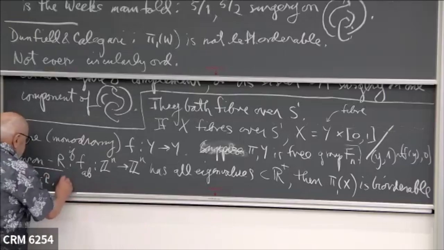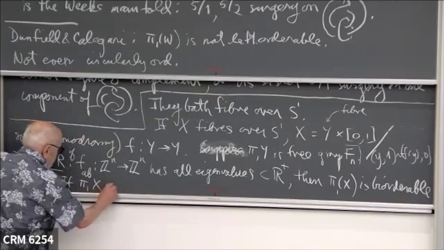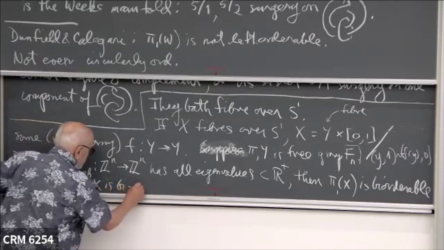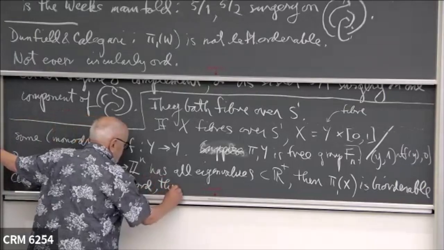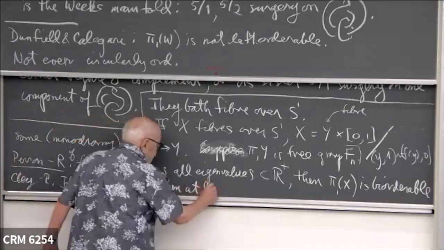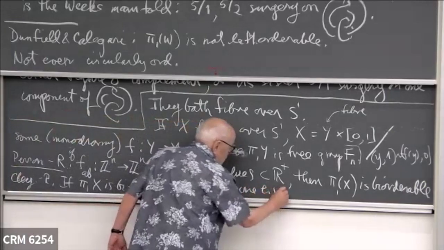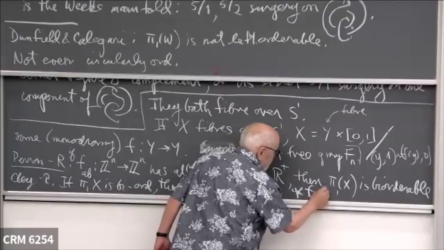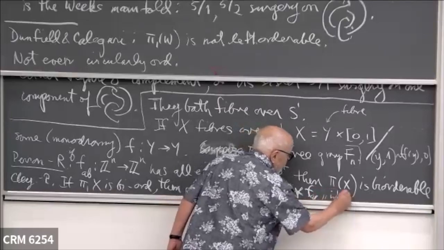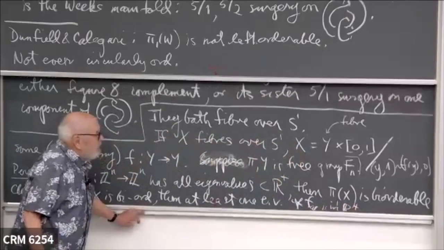And a partial converse of this is due to Adam Clay and myself. And that is if π1 X is bi-orderable, then at least one eigenvalue of f abelianized is in R plus. I'm kind of working into a corner there.